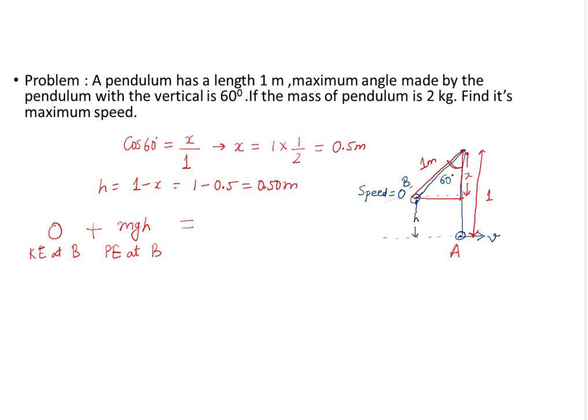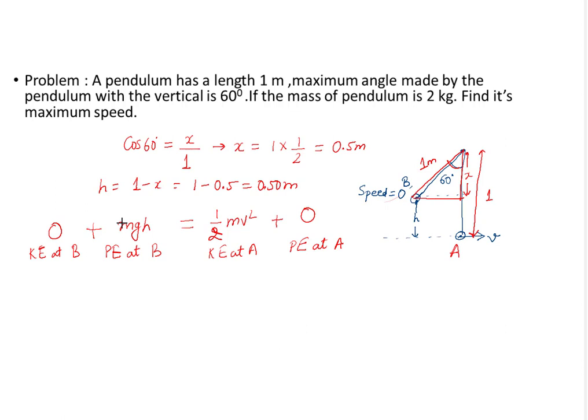Now for the mechanical energy at point A. At point A, the kinetic energy is equal to the maximum kinetic energy, which is equal to half mv square, correct? This is half mv square. This is kinetic energy at A, plus the potential energy at A, which is equal to 0 because the height of point A is 0. So this is the potential energy at A.